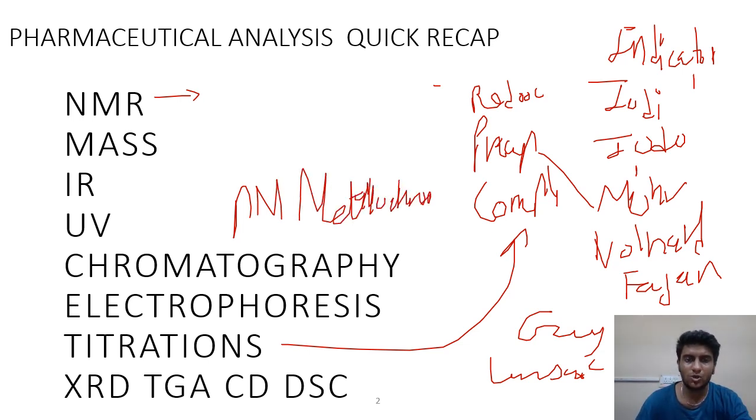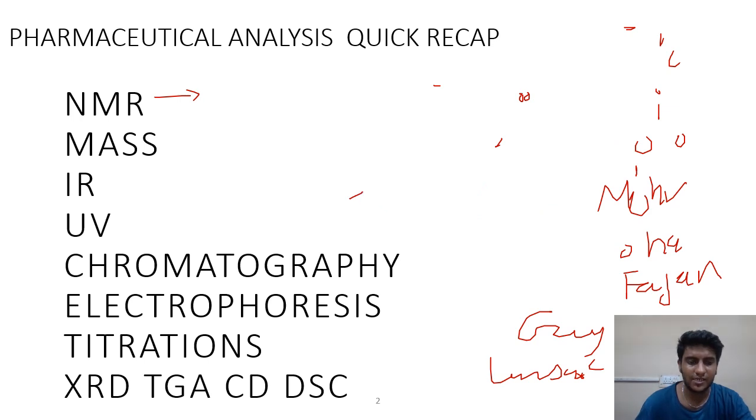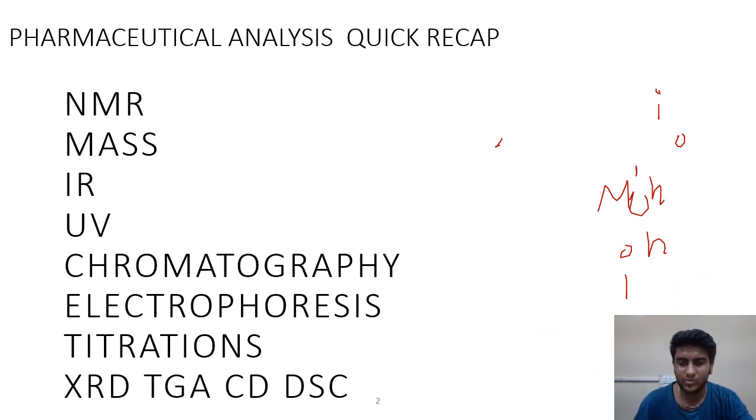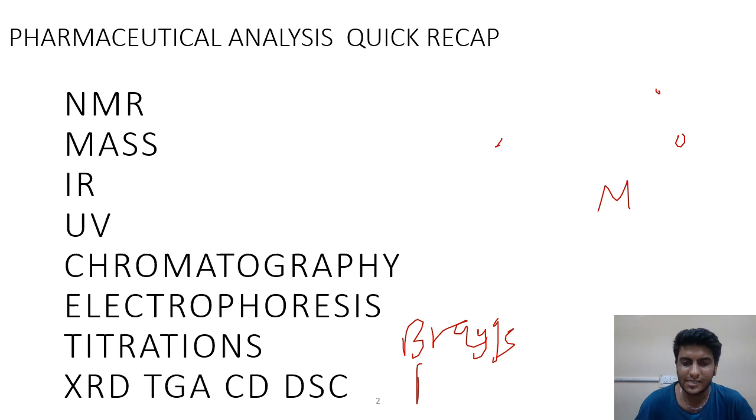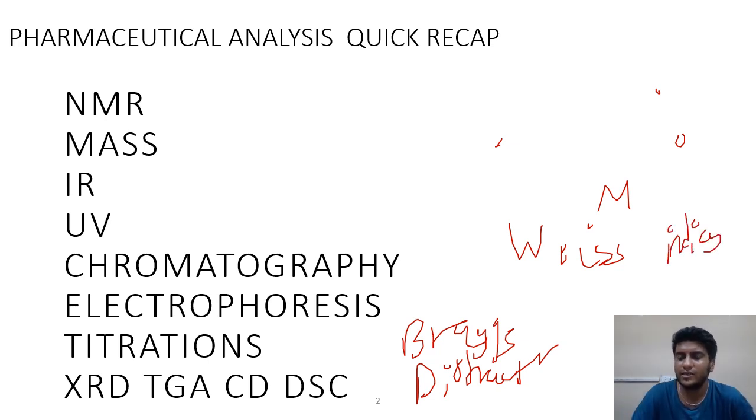Then from graphs, the strong acid strong base graph and the strong acid weak base graph. We need to know that as well. And when I talk about the hyphenated and thermal techniques, we have XRD, which is X-ray diffraction. We have TGA, which is thermogravimetric analysis. We have DTA, which is differential thermal analysis. We have CD, which is circular dichroism, and DSC, which is differential scanning calorimetry. You need to know what Miller indices are and what Bragg's diffraction law is, and that it is used for crystalline substances. You need to know Weiss indices as well. Questions revolve around all these things; they don't go anything out of that.